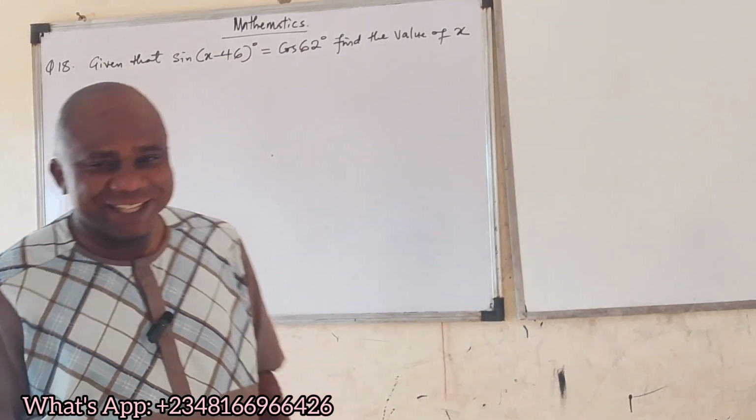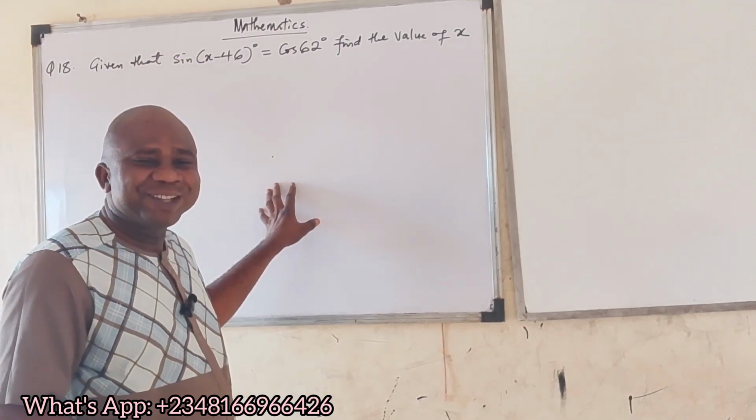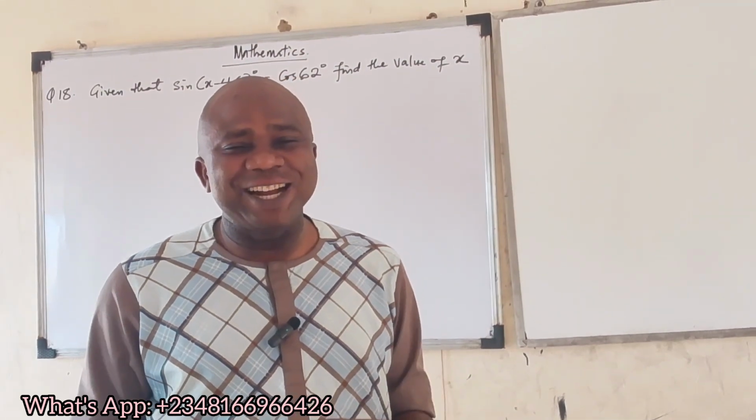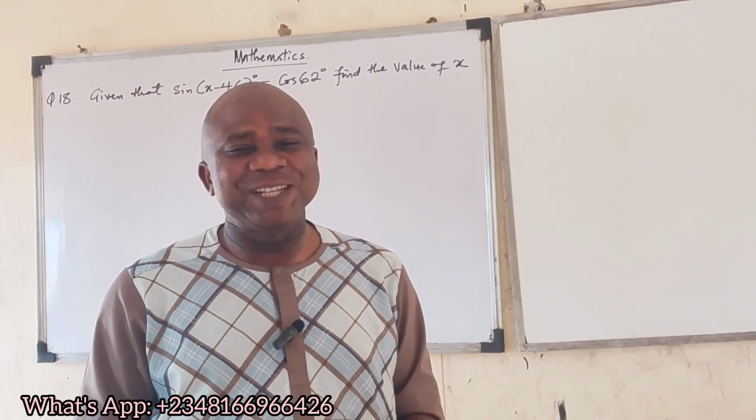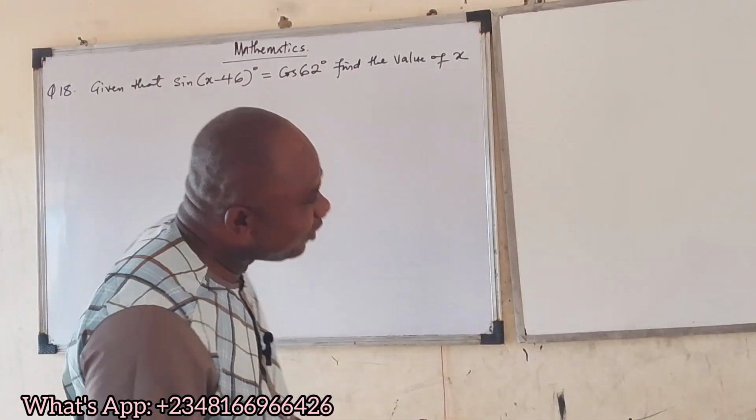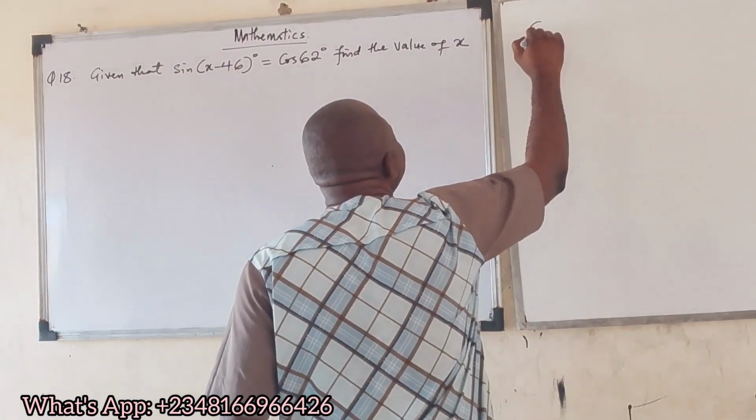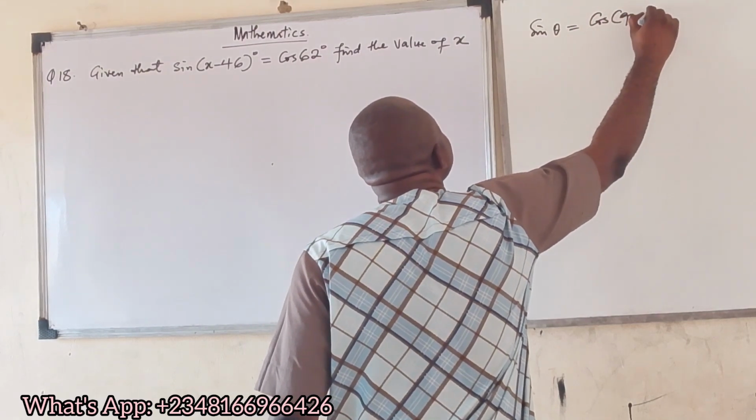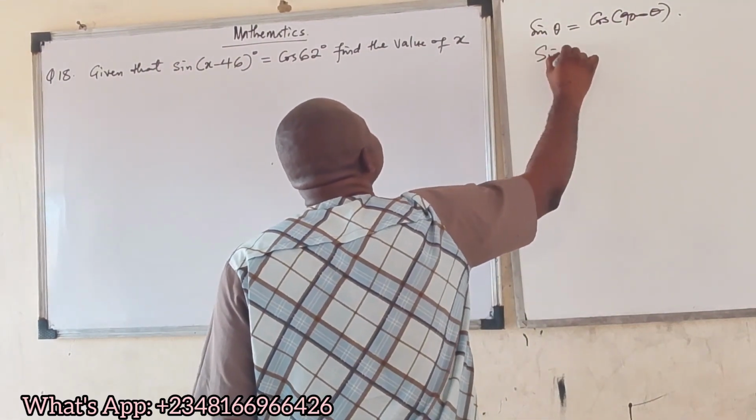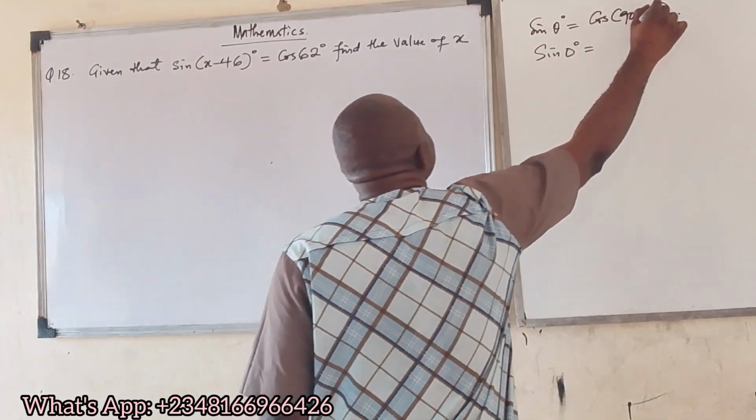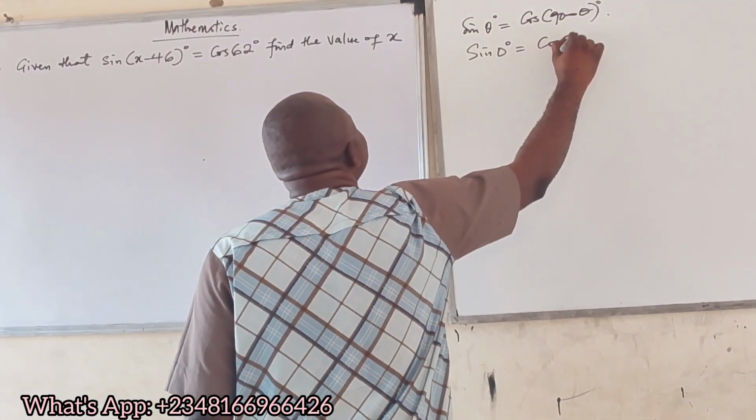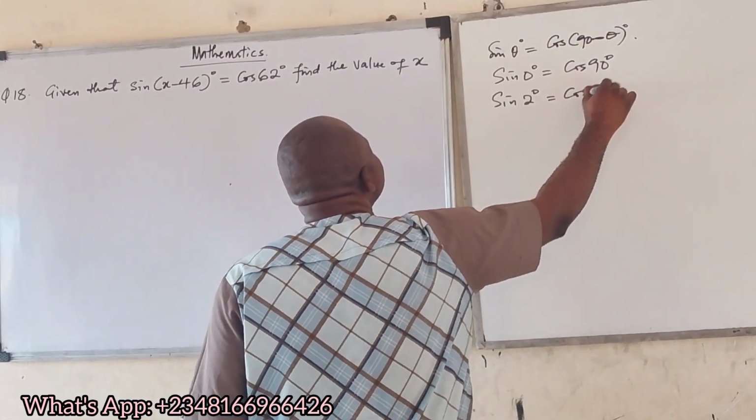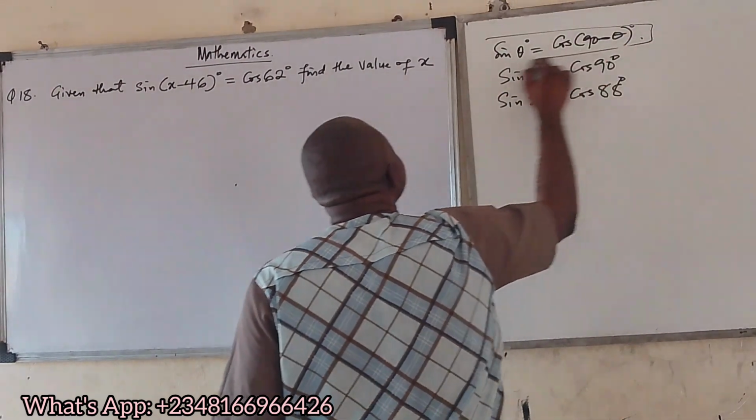Today, we are going to be looking at another WAEC question under complementary angles. Remember the other time we said complementary angles are angles that add up to 90 degrees. Under complementary angles, sine theta is the same thing as cos of 90 minus theta. Sine 0 degrees is equal to cos 90 degrees. Sine 2 degrees is equal to cos 88 degrees. Now, this is a relationship.